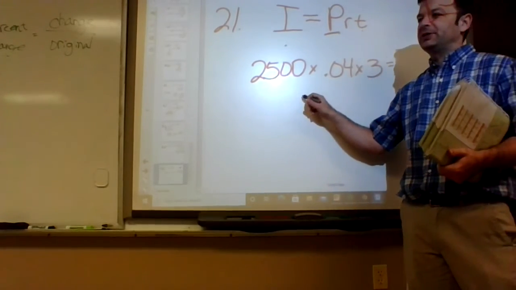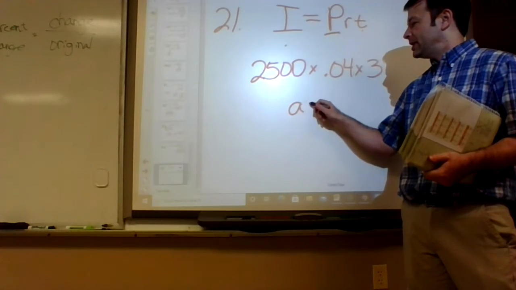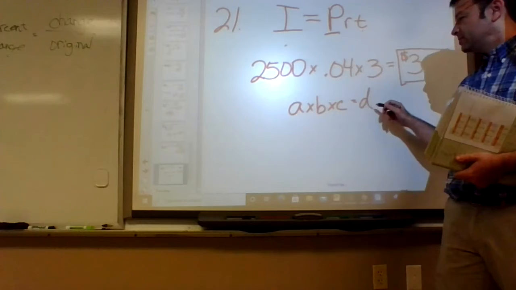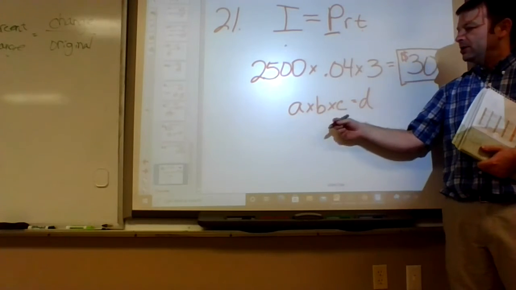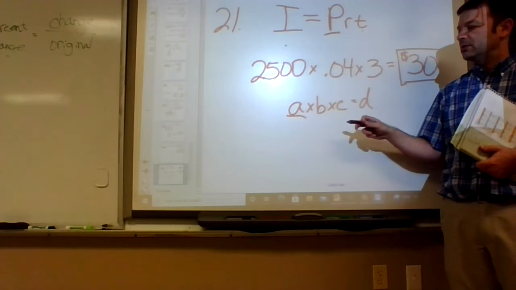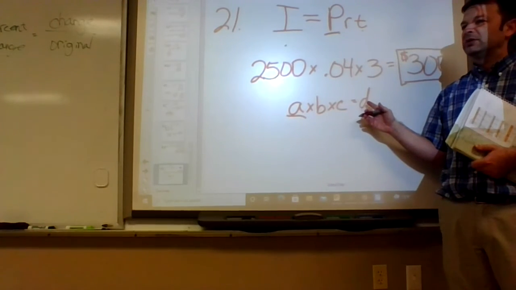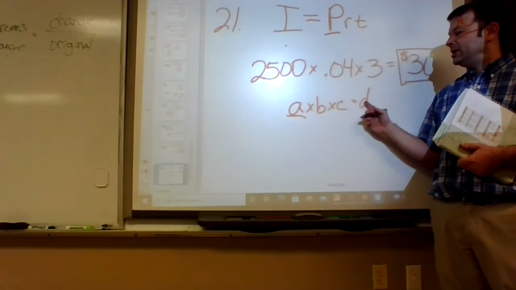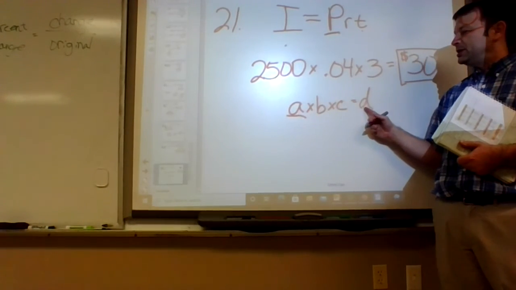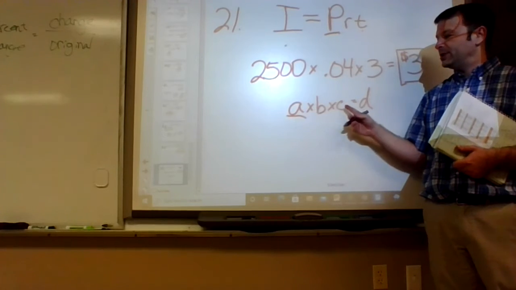So guys, listen, here's what we did. We did A times B times C to get D, right? That's what we just did. What if we're missing A though? D divided by C divided by B would give us A. Or D divided by B divided by A would give us C.